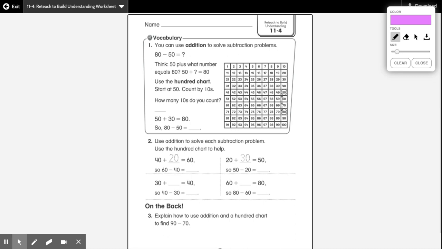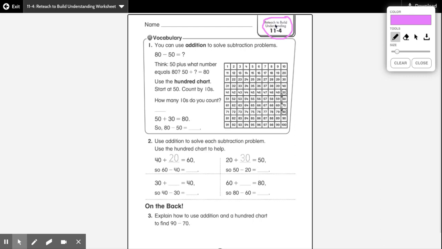Hi, first grade. I just wanted to come on and introduce our math lesson for today, which is 11-4. You can follow along by grabbing this worksheet from your packet that was sent home the day that you took your Chromebooks home. So find the 11-4, Reteach to build understanding, and follow along as I go over this lesson.